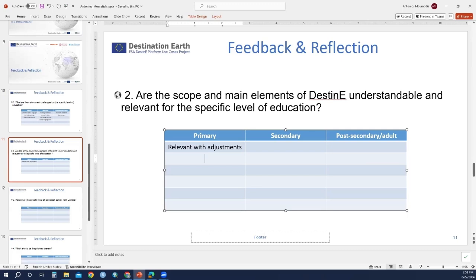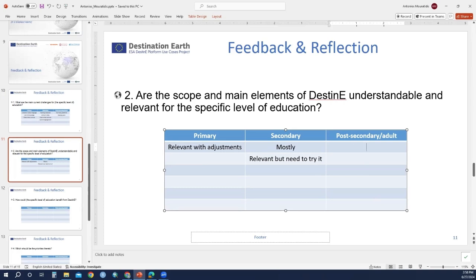Yes, that's all. Okay, secondary education. For secondary education, the scope and main elements are mostly understandable and they seem relevant. However, they told us that they need to try them to see the exact relevance. I think this is absolutely natural, logical.